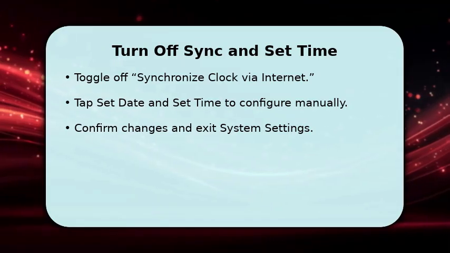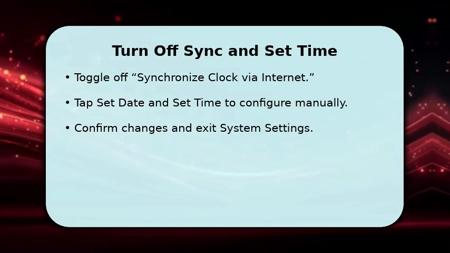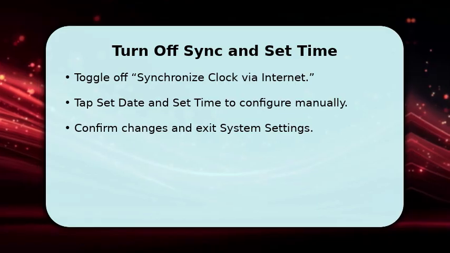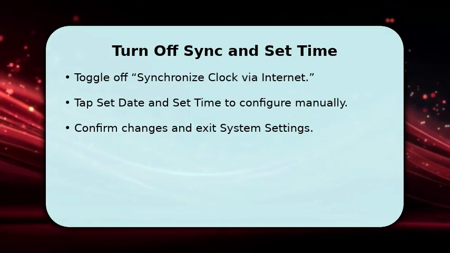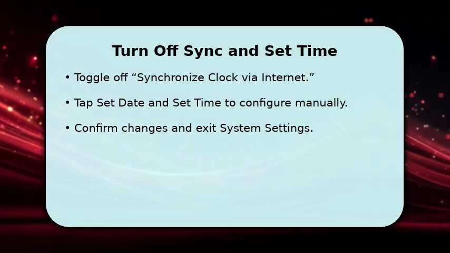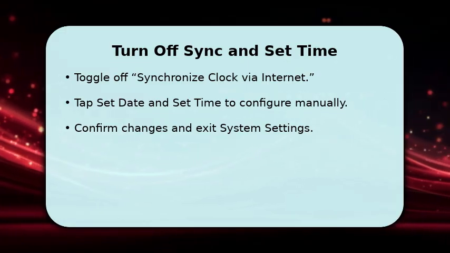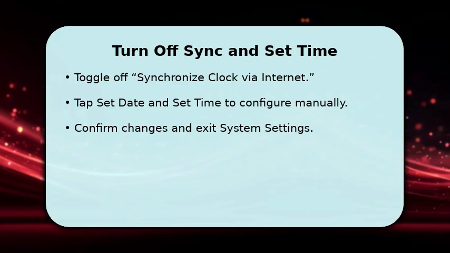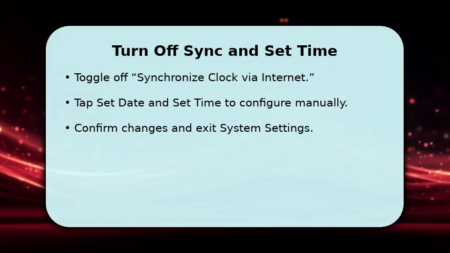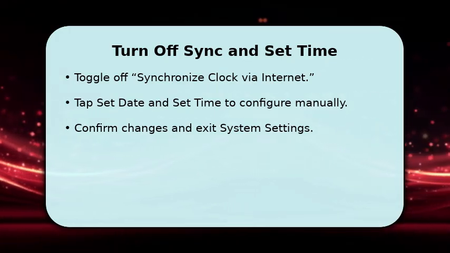Tap Set Date, choose the day, month, year, then set time and enter hours and minutes. Use 24-hour if you prefer. Make sure to confirm each screen so the switch saves the values. After saving, exit System Settings and watch the home clock to verify the change took effect. If it reverts immediately, proceed to the next step.